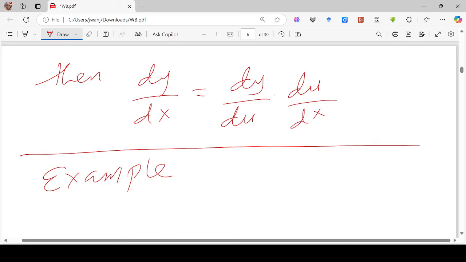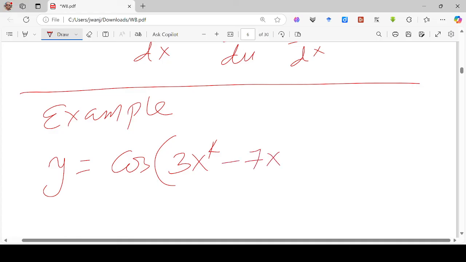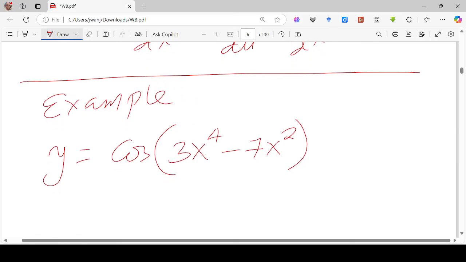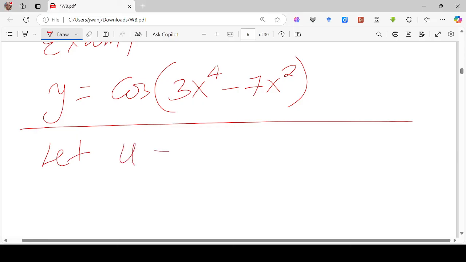Say you are given a function y equals cosine of 3x raised to power 4 minus 7x squared. So here we want to find dy by dx again. So we can start by setting u. If we let u be 3x raised to power 4 minus 7x squared, then y becomes cosine of u.